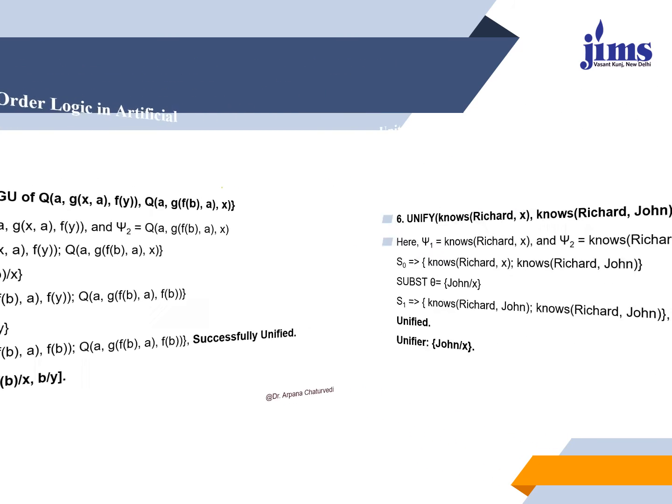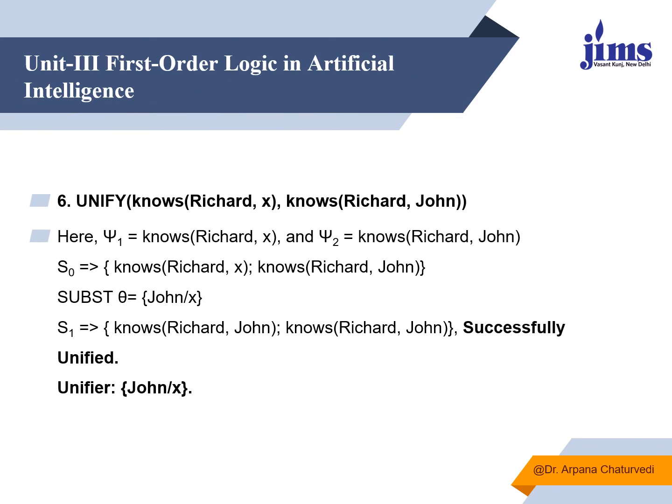Now this is another example where knows is a predicate. Here I am saying X knows Richard, and here John knows Richard. Knows will be cancelled with knows, Richard with Richard. X will be substituted with John, and we have successfully unified the given statement. So this is what unification is.